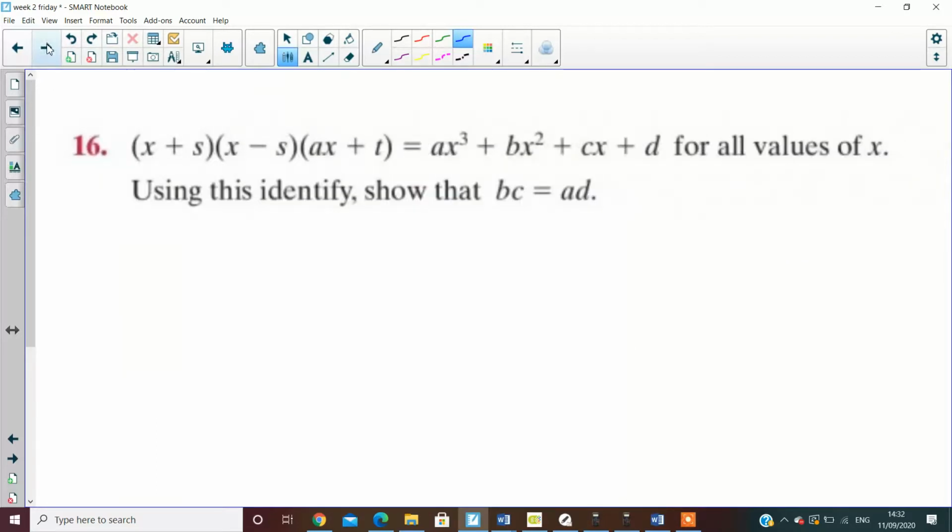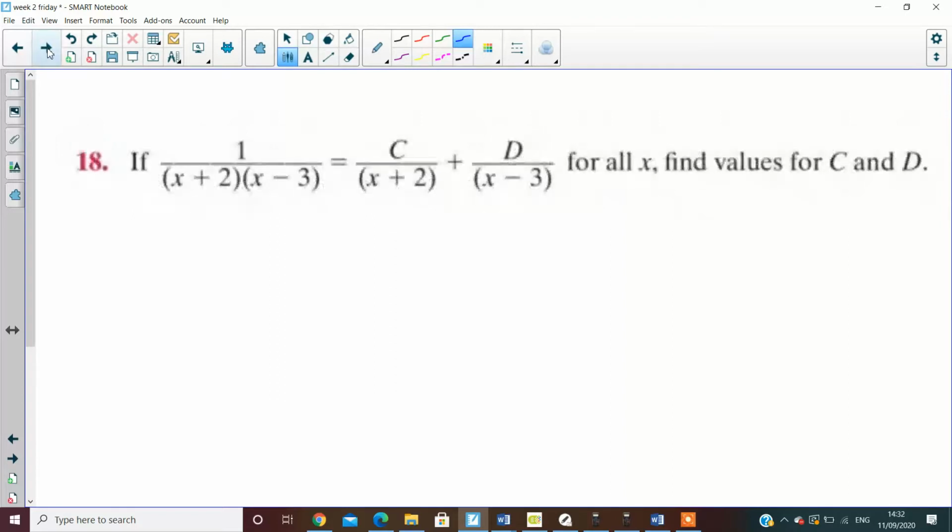Anybody for 16? I think I did it yesterday, didn't I? Was it 18 you wanted or 9? 17 was it? 17. All right. Give me 1 second.